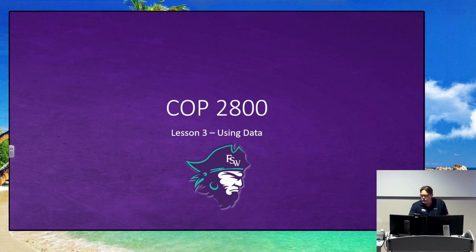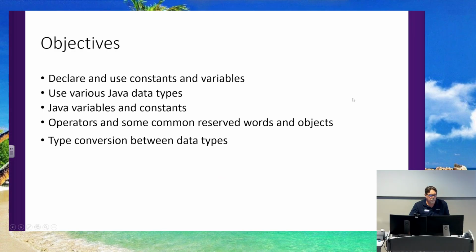Well, this is the third of our lectures, and we're going to start talking about data types, the different syntax in Java that you use to represent data. Constants, variables. Java is a language where you have to declare your variables up front. We'll get into some of the operators and some other reserved words, like the math object, and some type conversion, things that you need to be aware of as you're manipulating your data with the different expressions that we create in here.